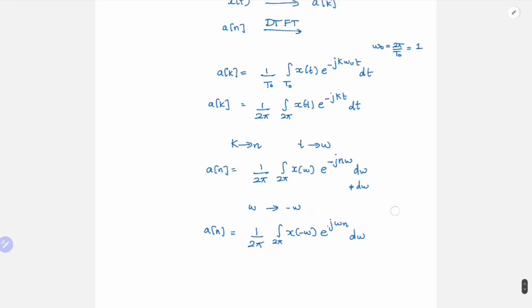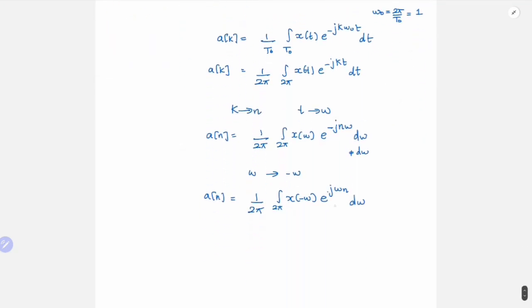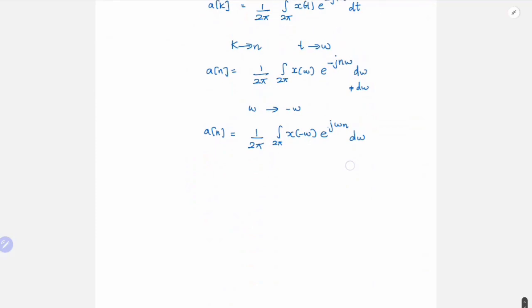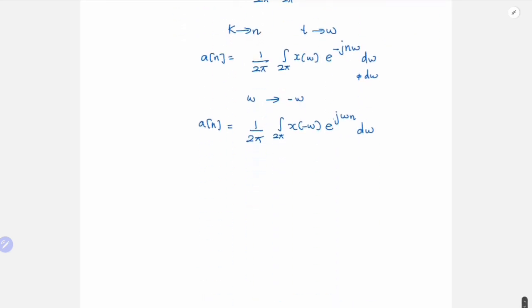So is this of the form I want? I have 1 over 2π and the DTFT of whatever is here, e^(jωn) dω. So what is my DTFT of a[n]? It is going to be x(-ω). So very simple relationship, right? I just need to copy down x(t), substitute the variable t with ω, and do a simple reversal. So again, let us take an example.